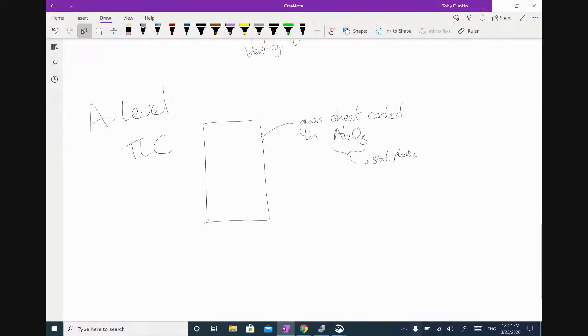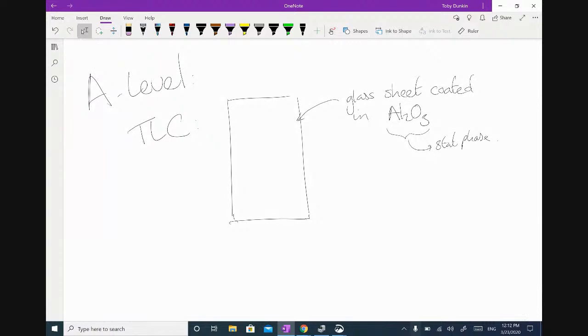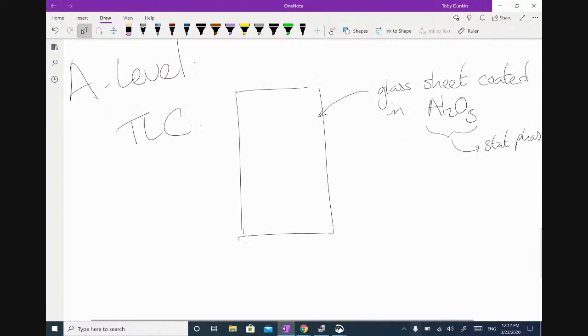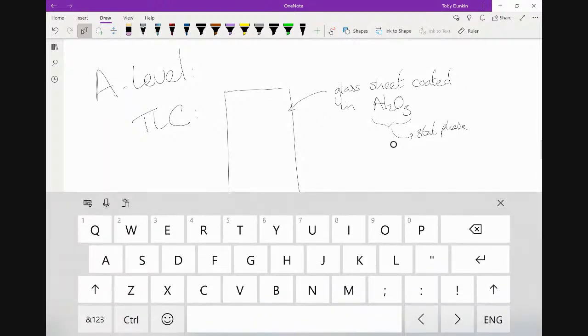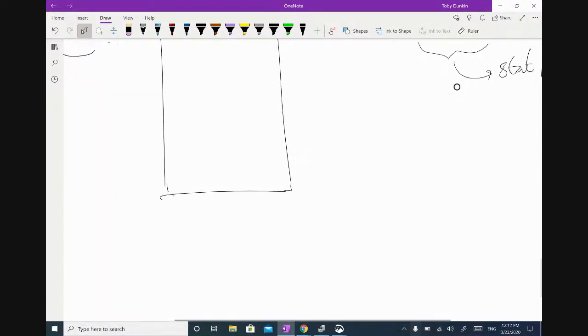Okay, so the glass sheet is just a substrate. It needs to be glass because the aluminium oxide is a white powder, and you can't have that white powder as a stationary phase like a piece of paper without having something to attach it to, and it's glued to glass because glass is inert. It's sometimes called a substrate, just something to hold it. A glass sheet coated in aluminium oxide is the stationary phase. Once again, exactly the same process.